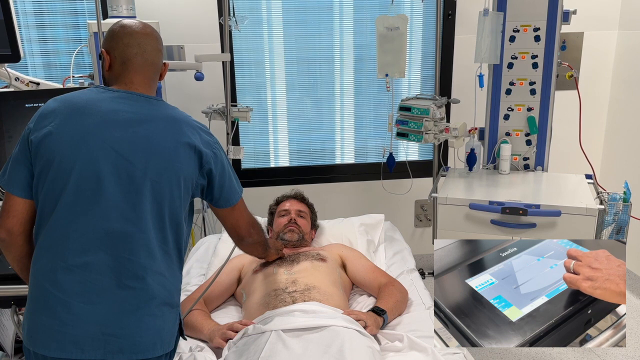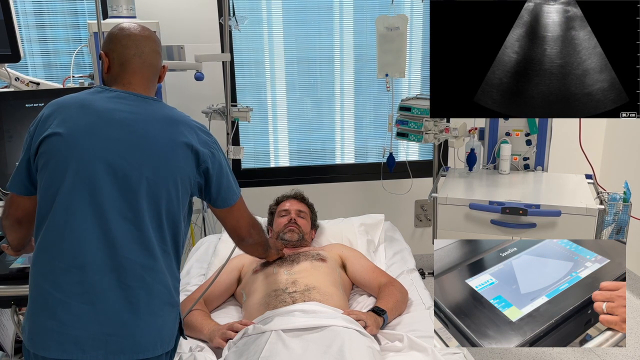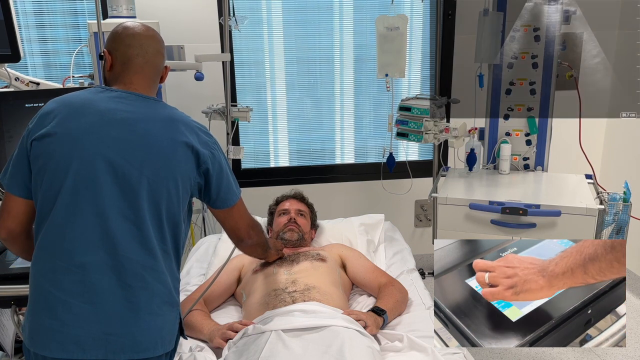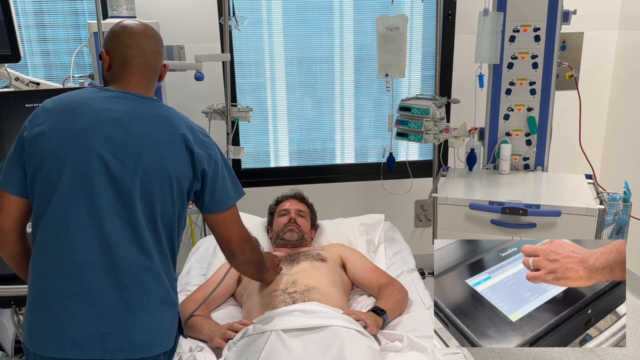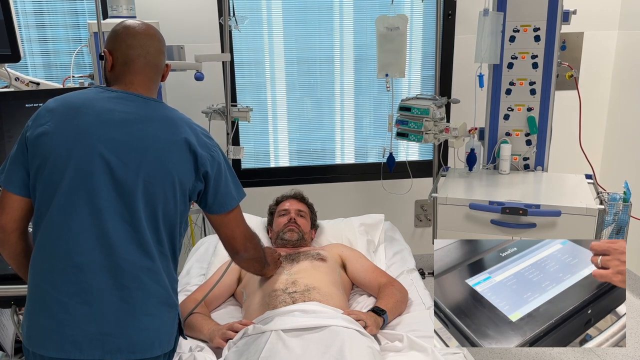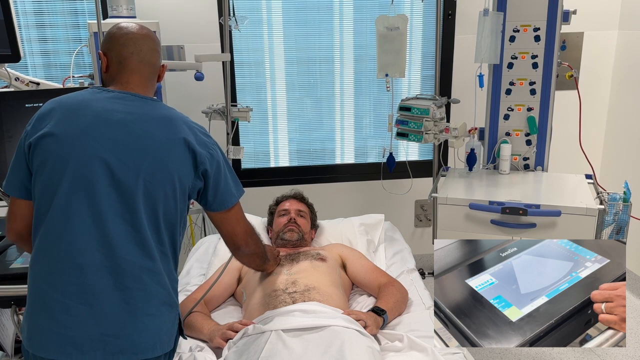We begin superficially by assessing the pleura and then increasing the depth and the gain to assess the full lung fields. In a typical adult, we look for depths up to 20 centimeters and make sure we increase the gain so we can see the deepest part of the lung.